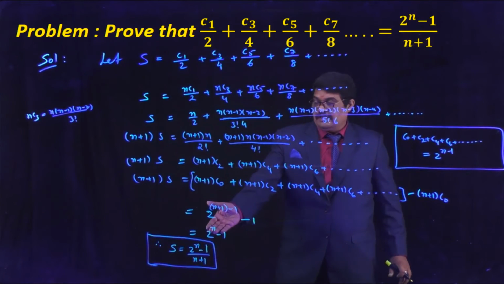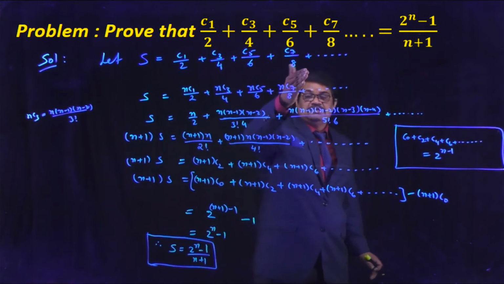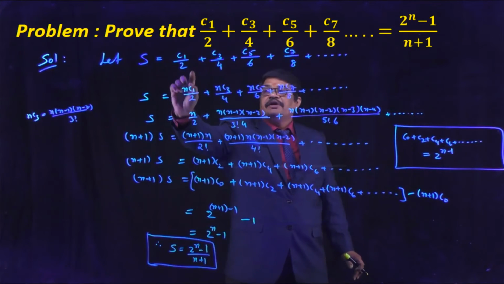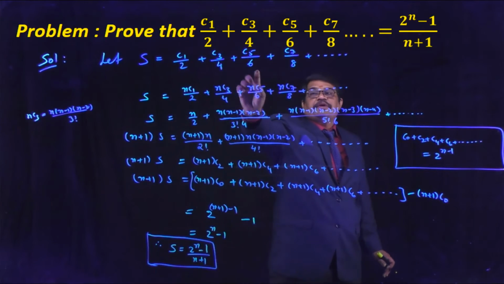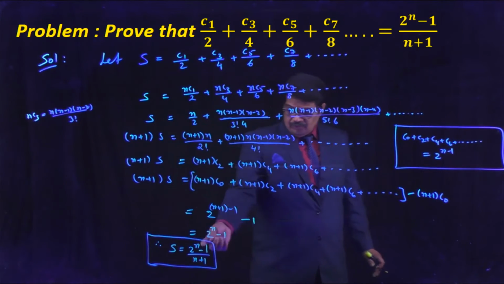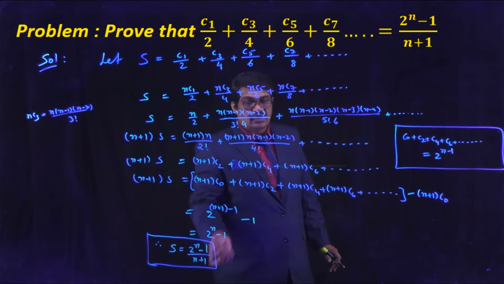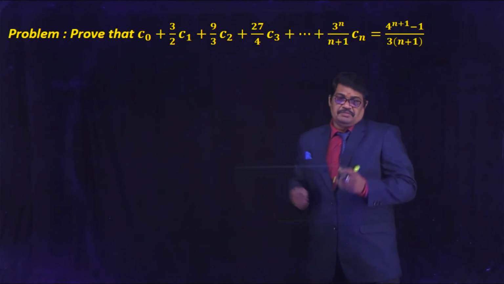This is S. We have taken the LHS of our proving result. So what is S? S is C1 by 2 plus C3 by 4, C5 by 6, C7 by 8 and so on. This value is 2 to the power of n minus 1 by n plus 1. Okay, see the next problem.